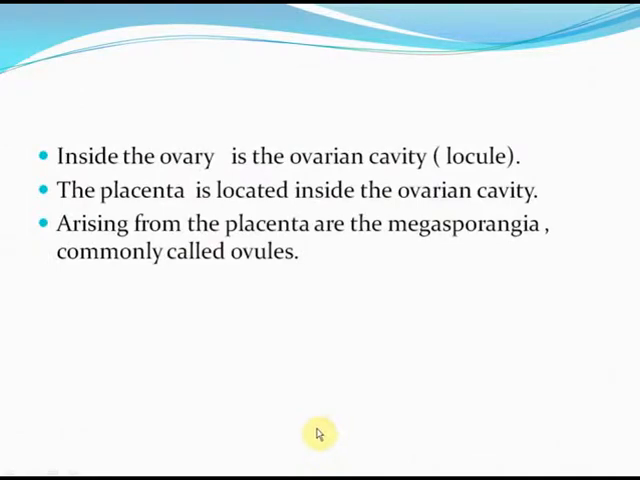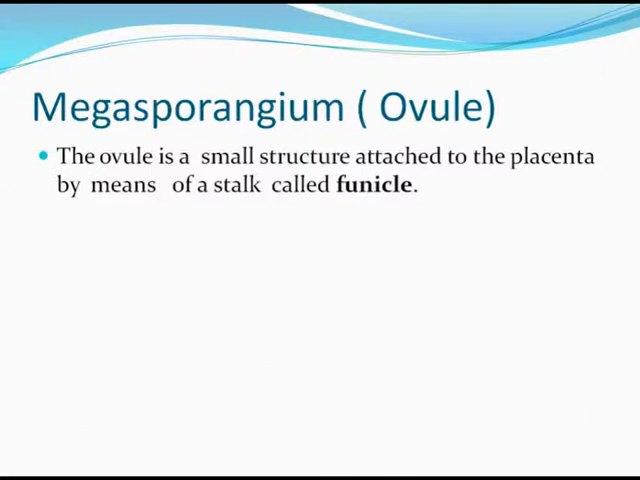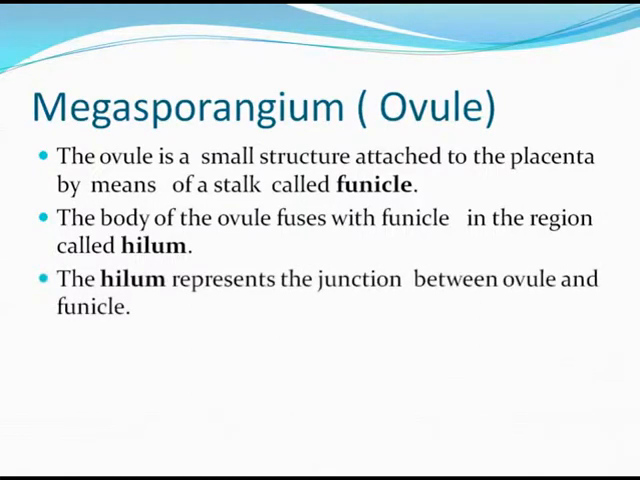Inside the ovary is the ovarian cavity, which is the locule. The placenta is located inside the ovarian cavity. Arising from the placenta are the megasporangia, commonly called ovules. The ovule is a small structure attached to the placenta by means of a stalk called the funicle. The body of the ovule fuses with the funicle in the region called the hilum. The hilum represents the junction between the ovule and the funicle.